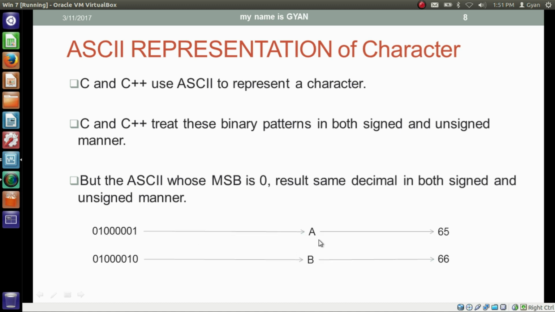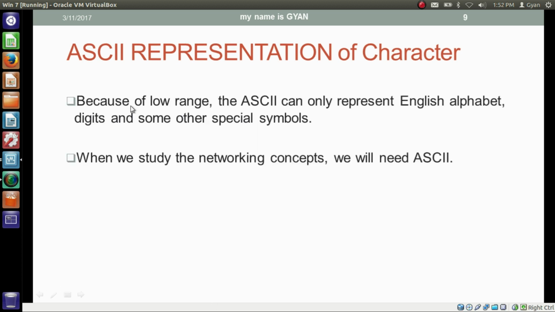We can store A using this 8-bit binary pattern in ASCII whose decimal equivalent is 65. We can store B using this binary pattern in ASCII whose decimal equivalent is 66. Because of the low range, ASCII can only represent English alphabet, digits and some other special symbols. When we study the networking concepts in Java and Web, we will need ASCII.